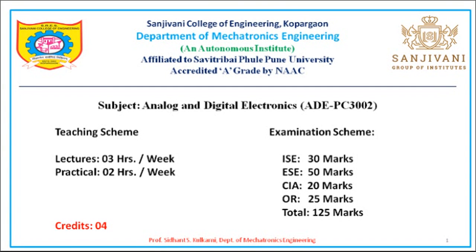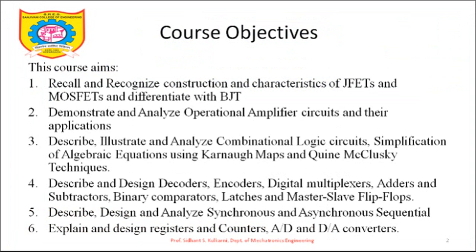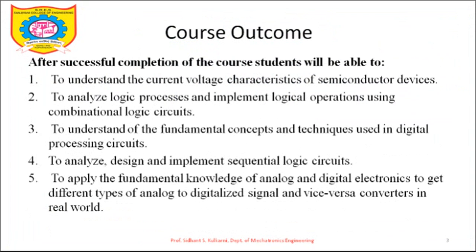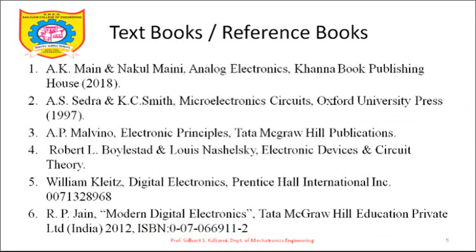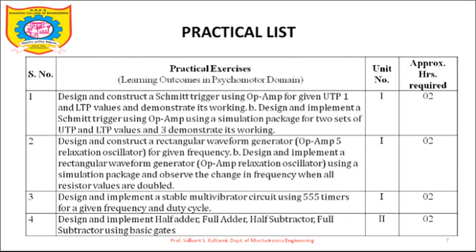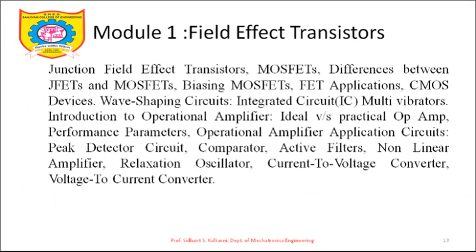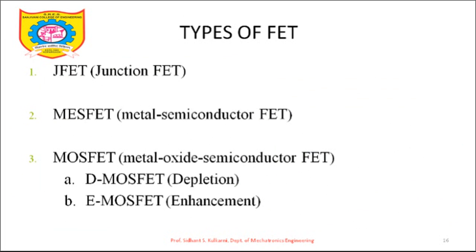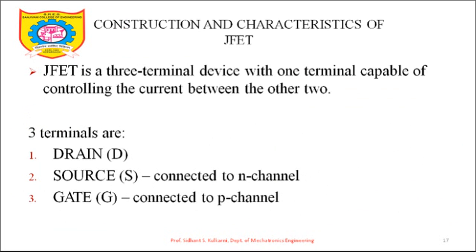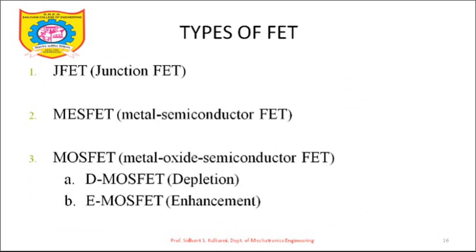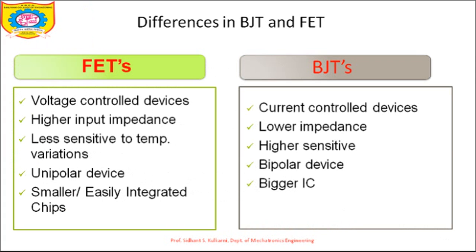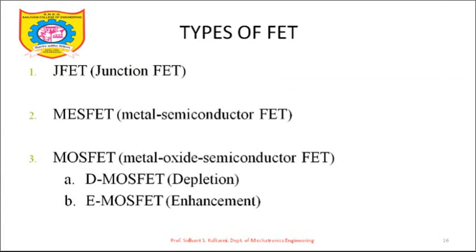Welcome back, students. In the previous lecture we started our discussion about FETs, and we tried to understand different types of FETs along with the comparison of FET with BJT. There were three types we went through: JFET, then MESFET, which is a metal semiconductor field effect transistor, and the MOSFET, metal oxide semiconductor field effect transistor, which has two types, depletion type MOSFET and enhancement type MOSFET.